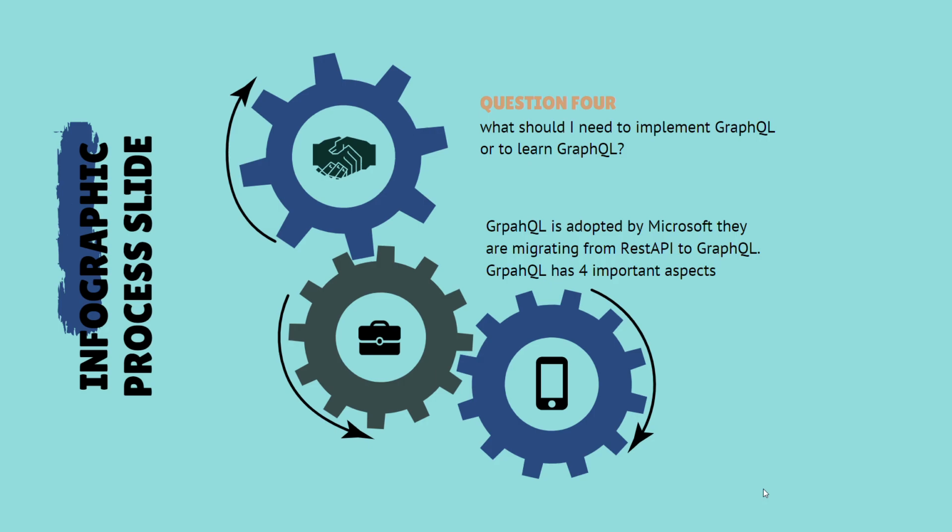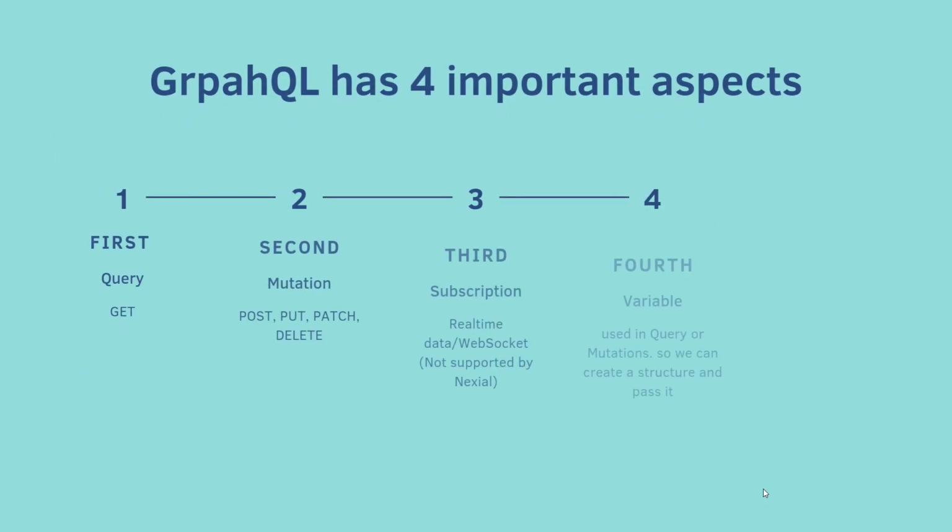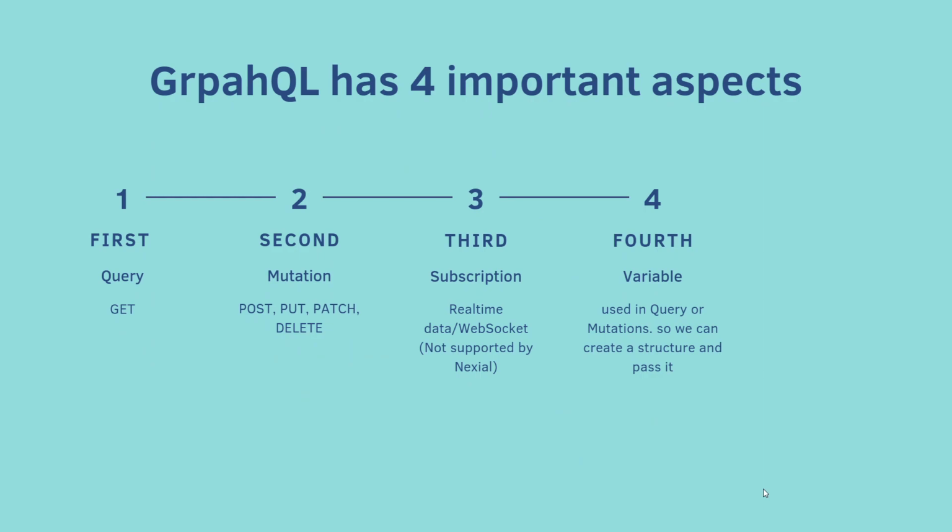Okay, it's big news that they are migrating their data from REST APIs to GraphQL, because again they are also serving a larger audience, and they have a huge amount of customer data which they can serve. Now GraphQL has four important aspects.